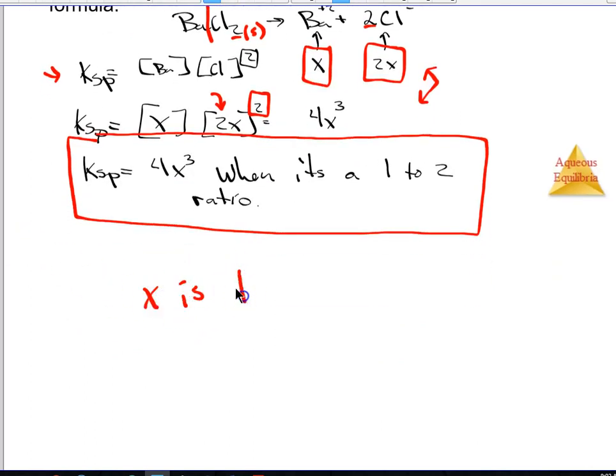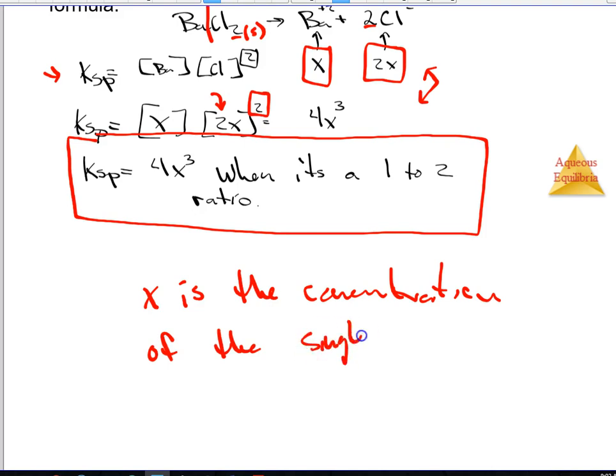x is the concentration of the single ion. So if it's BaCl2, the single ion is the Ba versus the double. You okay with that? Okay. If we can solve for Ba, then we can solve for Cl, because it's just twice that number. Okay.